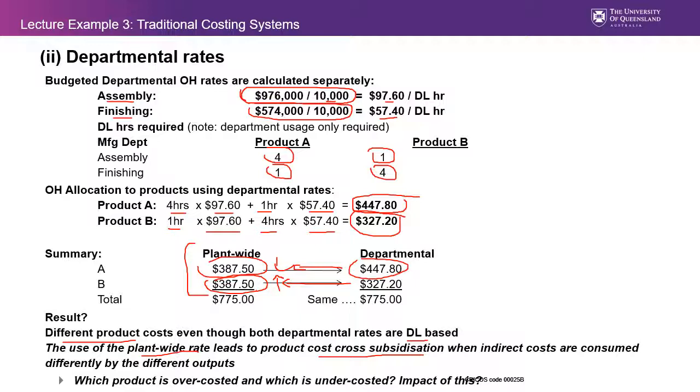The impact of that is potentially we were underpricing A and overpricing B. So by underpricing A, we're losing profits, and by overpricing B, we might have been losing market share. And we may not have been as competitive as we should have been.